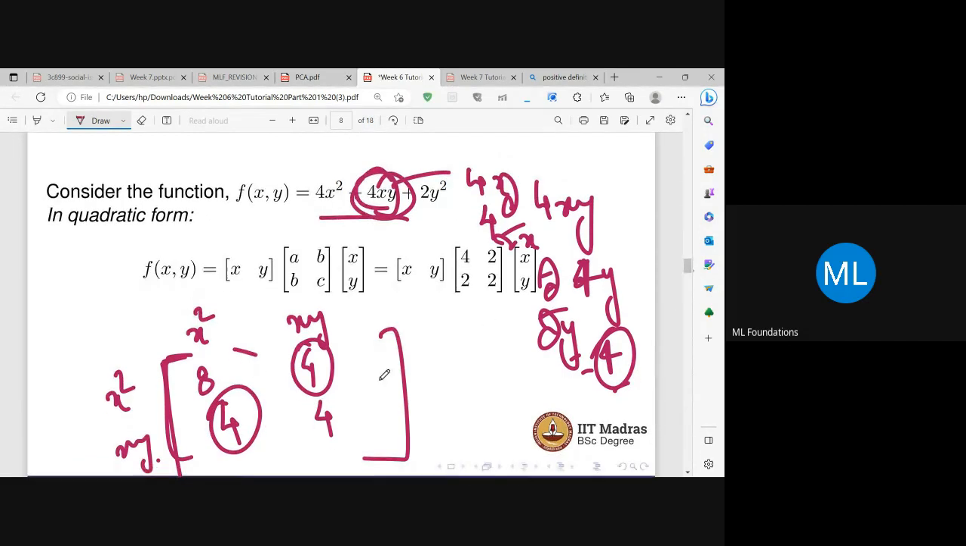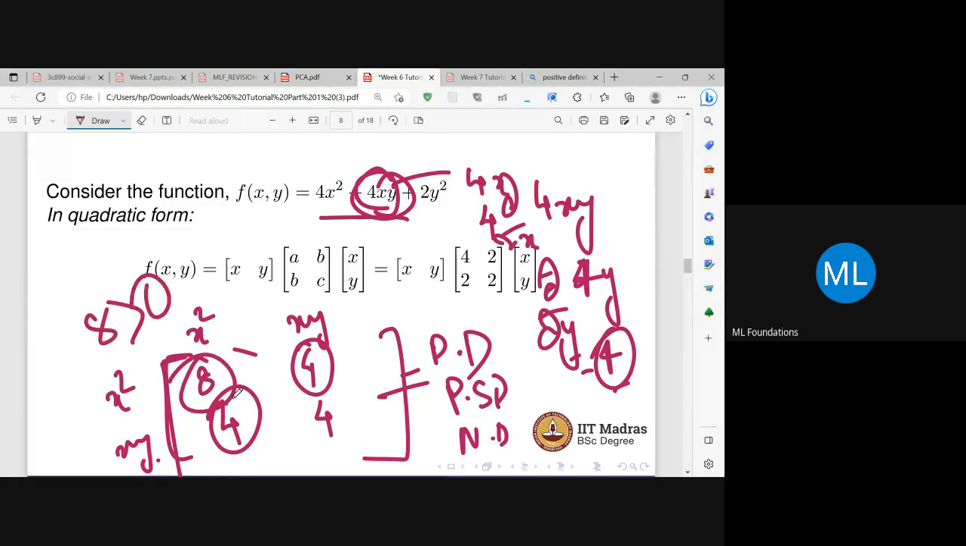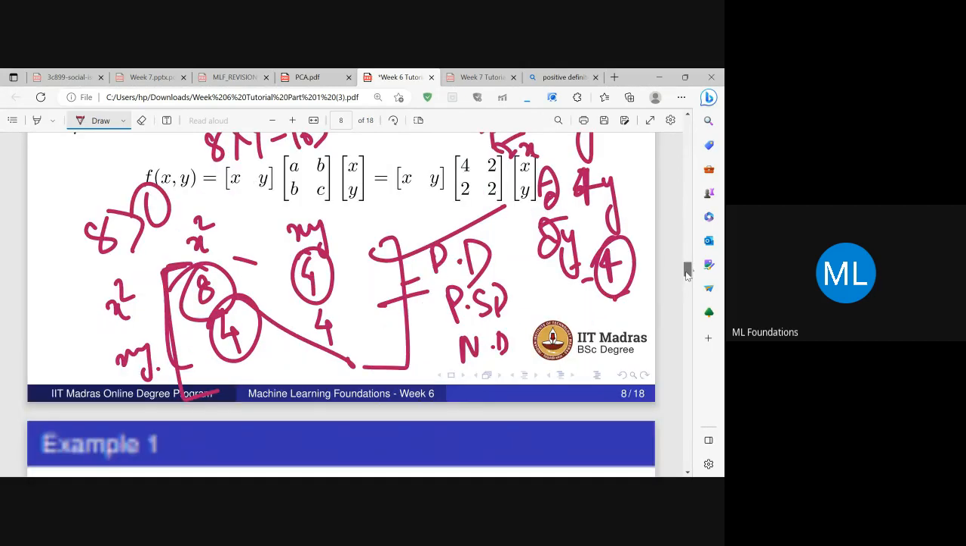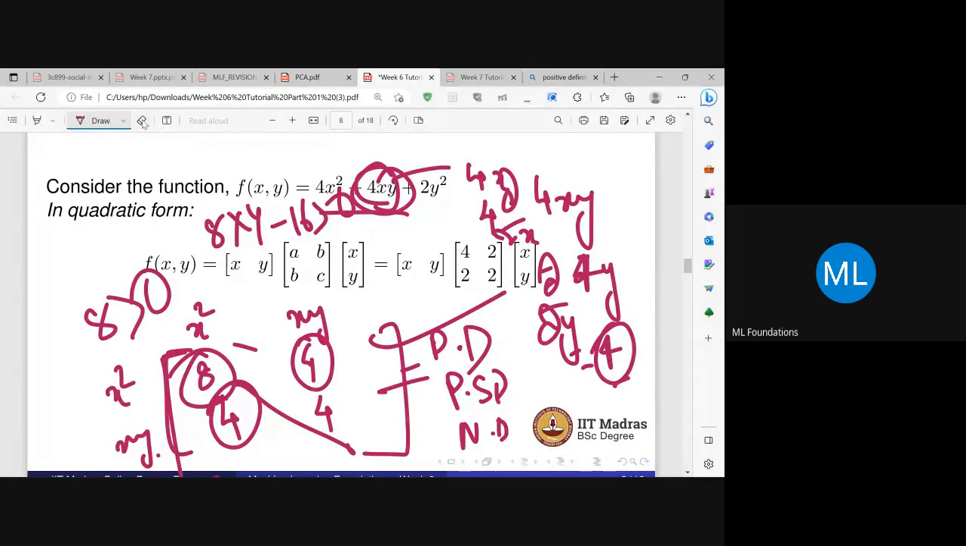So what should the behavior of this matrix be like? Whether it's positive definite, positive semi-definite, or negative definite. Positive definite, it should be positive. Because 8 is positive, and 8 into 4 minus 16 is positive, so it's a positive definite, right? This way, if you have been given a 2 cross 2, you can directly say.